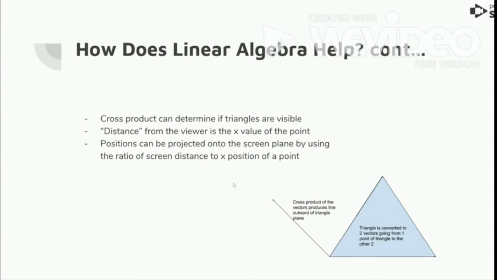or away. Now, if it's facing away from the view, then we can say that it's not going to be a triangle you will see from your perspective. If it is facing towards you, then we actually will have to draw the triangle.